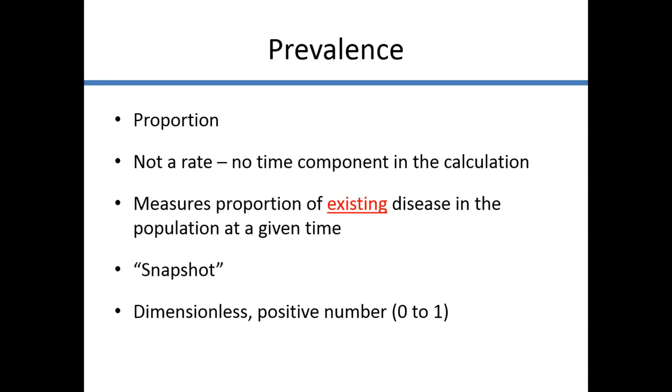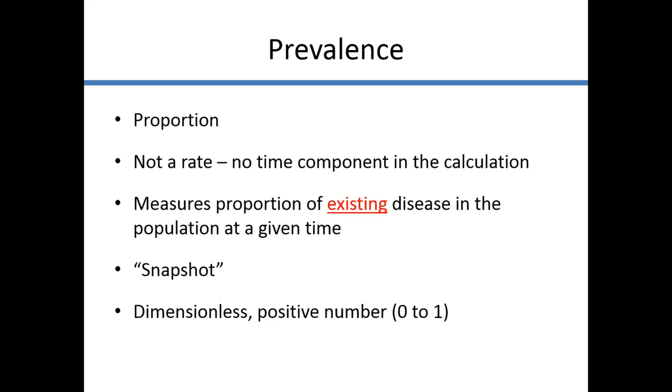It's a snapshot. It's a dimensionless, positive number, 0 to 1, and can also be expressed as a percentage. What percentage of people in my town have diabetes currently? We're not looking at when they got it, or what's new, or how often it occurs, or how many new cases we're going to get in the next year. We'll leave that to risk and rate. This is how many people exist right now in my town with the outcome.